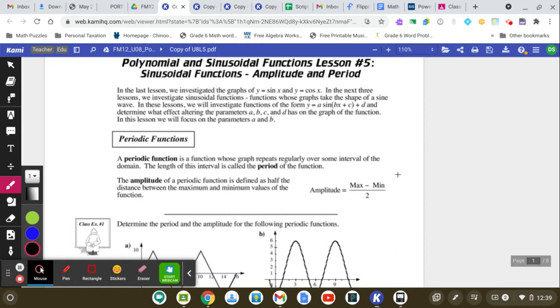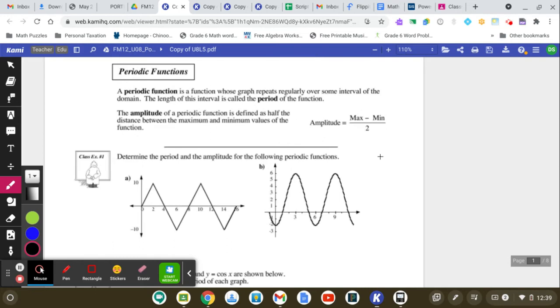So can we make this graph get stretched out? Can we make it go higher and lower? Can we shift it? Yes, we can do all of those things to it. By definition, a periodic function is a function whose graph repeats regularly over some interval of the domain. We talked about the tides as they come and go. We talk about sound waves. We can even talk about the waves on the ocean if you want to. The length of this interval is called the period of the function. Do you understand? It's a cycle that's repeating.